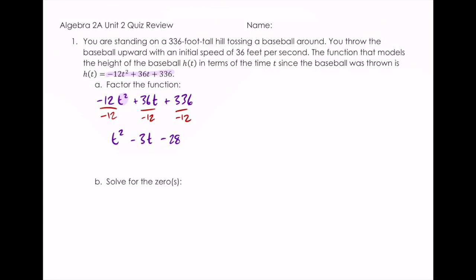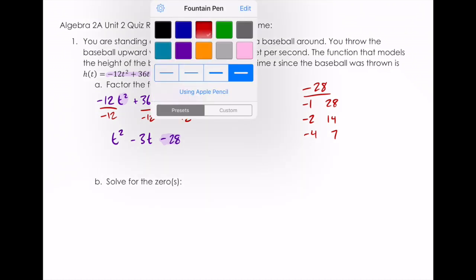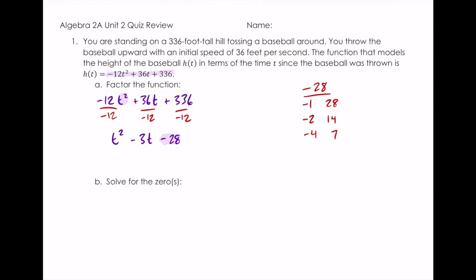Now that I just have a t squared out in front, I can factor this function. So I want to look at the number at the end, -28. And I'm going to make a list of everything that multiplies to that. So -1 times 28. -2 times 14. -4 times 7. And I think that's it. What we're trying to do here is add up to -3. We want to add up to that middle number.